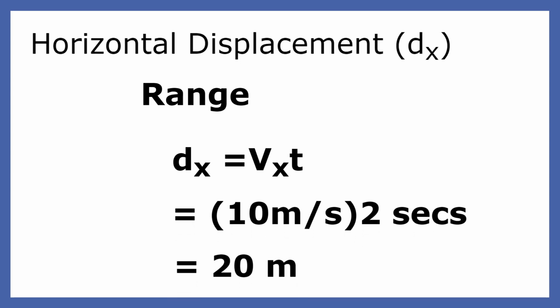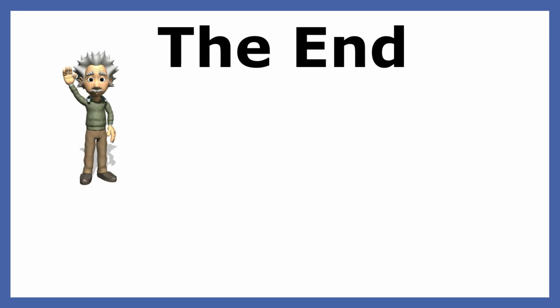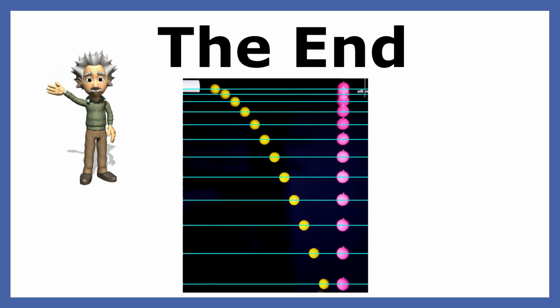We were told in the problem that the ball was thrown with an initial horizontal velocity of 10 meters per second, and found out from our previous calculations that the projectile spent 2 seconds in the air. Multiplying these two numbers together, we find the horizontal distance traveled by the object before it hit the ground was 20 meters. This is the end of my second presentation on an object projected horizontally.